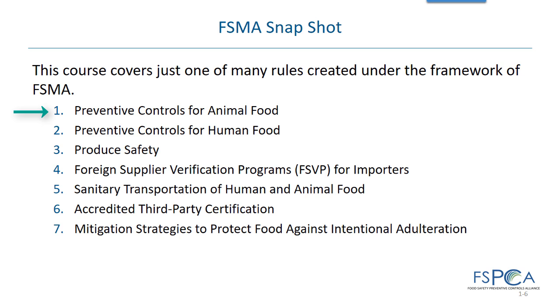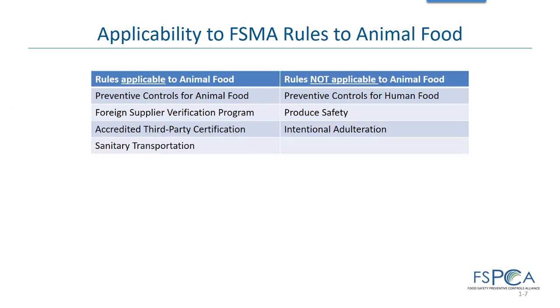intentional adulteration. This table right here breaks those 7 down into what we need to be concerned about if we're in the animal food world versus the human food world. On the left-hand side, we have everything that applies to animal food, and on the right-hand side, we have everything that does not apply to animal food, although as we're going to see, there is some crossover here and there between some of these rules.